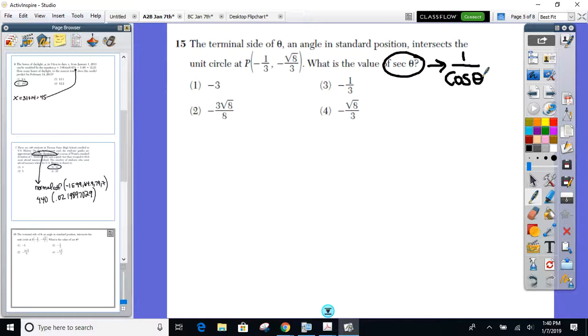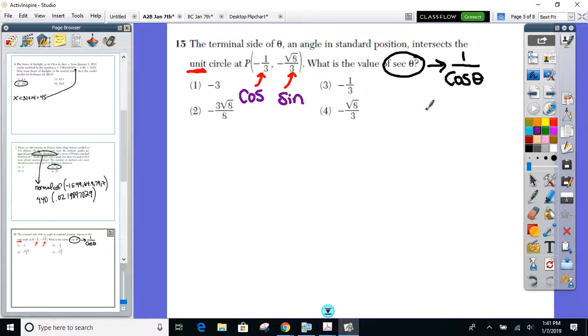Hey, what circle am I on? Unit circle. Dig deep for this guy. The x-coordinate represents something. The y-coordinate represents something on the unit circle. Cosine is the x-coordinate on the unit circle. Sine is the y-coordinate, only if we're on the unit circle.